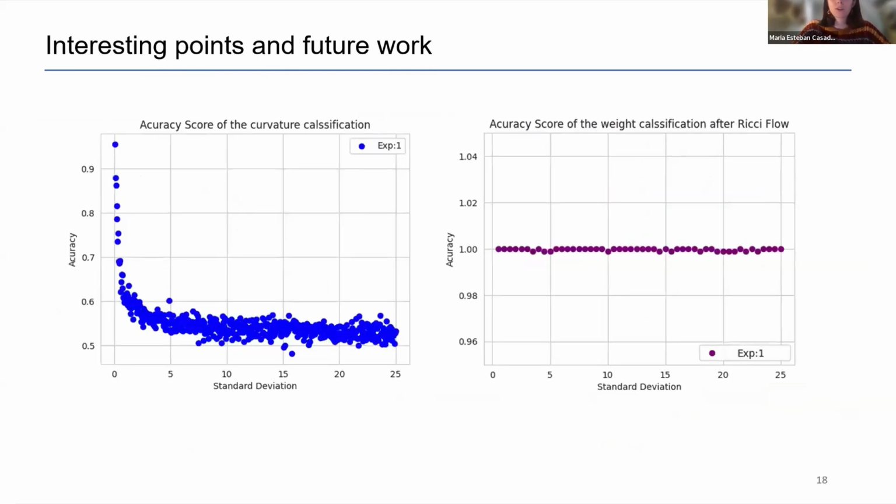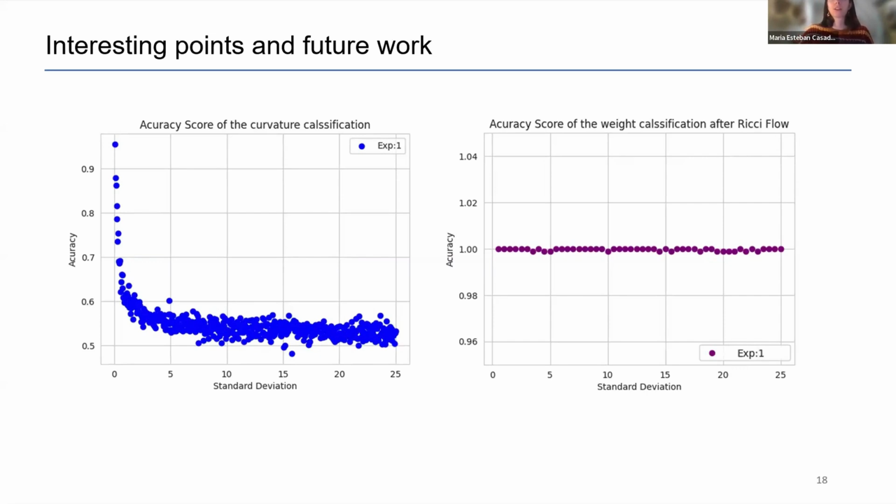And finally, we also analyzed the robustness of both the Ollivier Ricci curvature and the Ollivier Ricci flow. So what we did for that is to generate a random graph, and we calculated the values of the curvature of the edges and the weight of the edges after the Ricci flow. And we wanted to study how sensitive those values were to random noise.